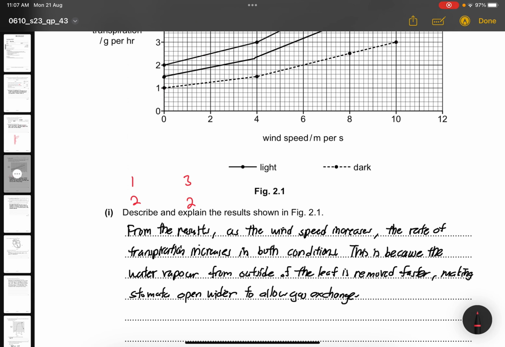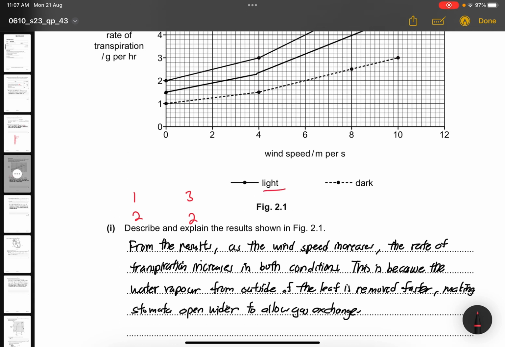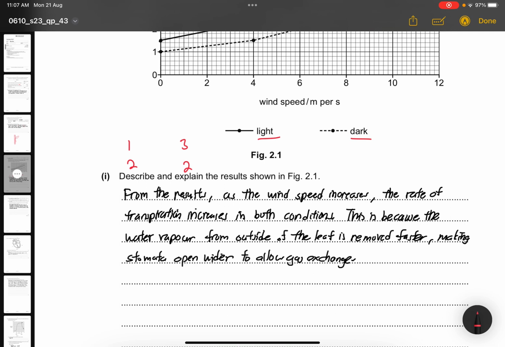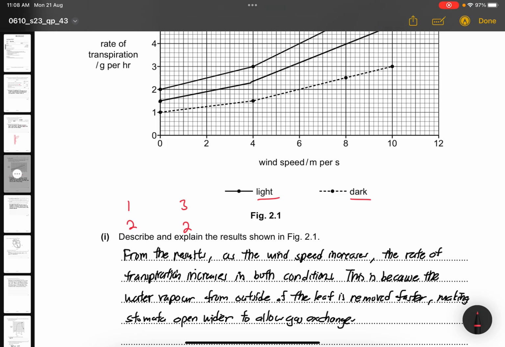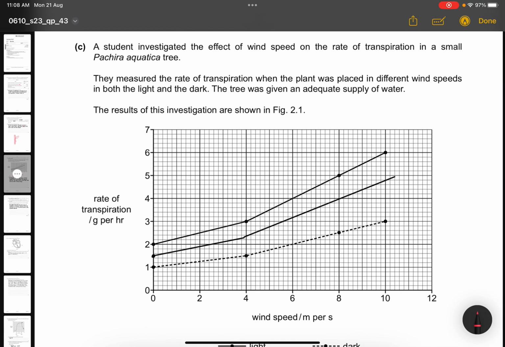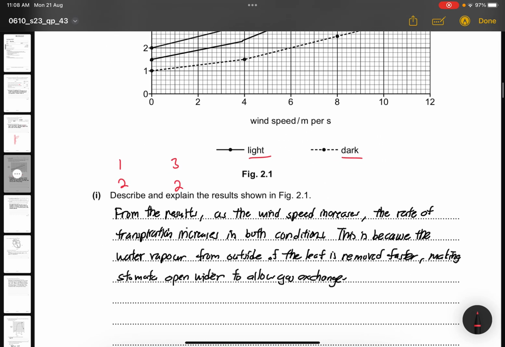So from the results, as the wind speed increases, the rate of transpiration increases in both conditions, meaning both light and dark. So this itself is 1 or 2 marks. This is because the water vapor from outside of the leaf is removed faster because wind is carrying the water molecules out of the leaf, making the stomata open wider to allow more gas exchange. Okay, so you have to understand what this is, then you have to explain why it occurs. All right.